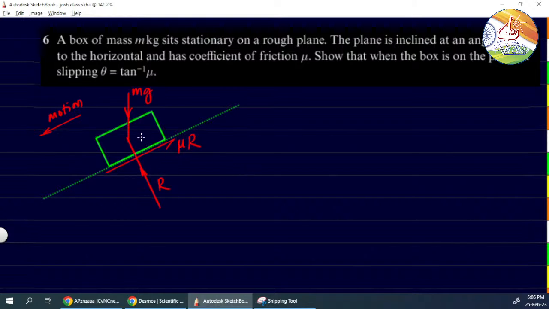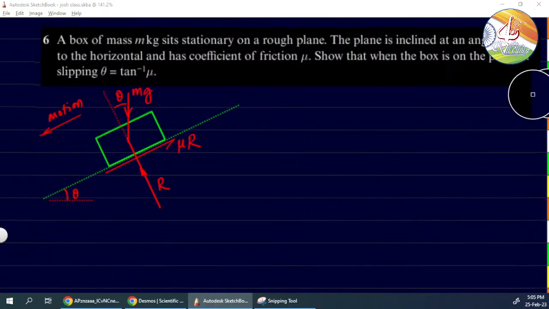Are there any other forces acting? No other forces acting, no? No. So this angle he is telling it is theta. Same angle will come over here, right?